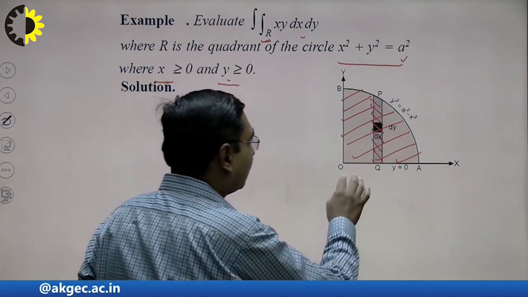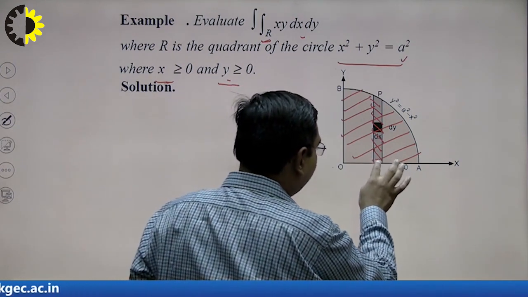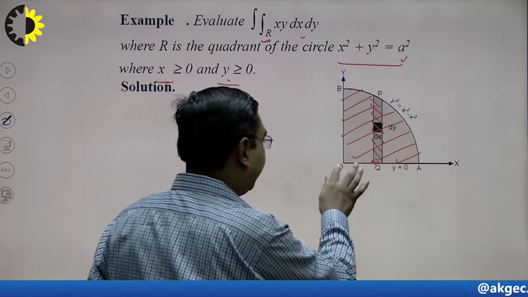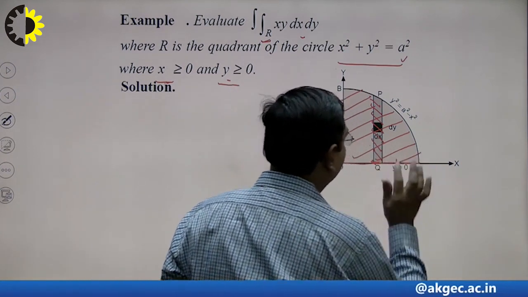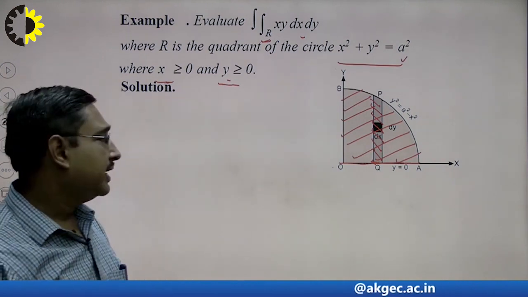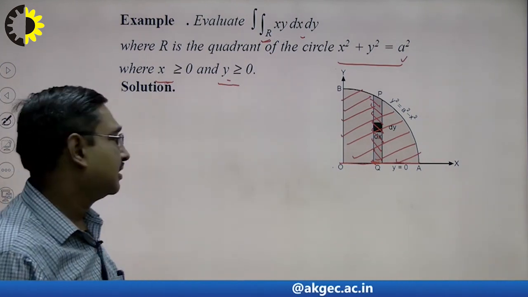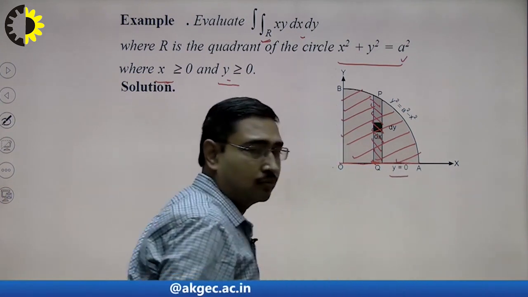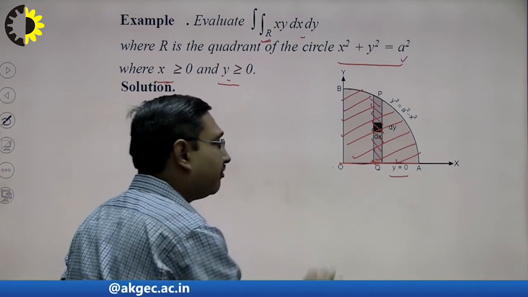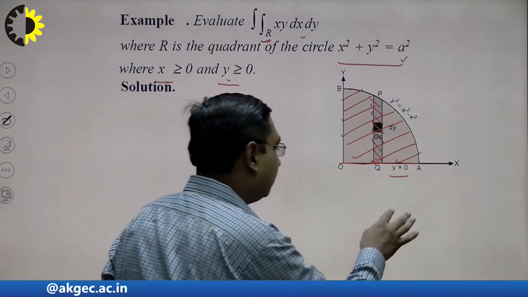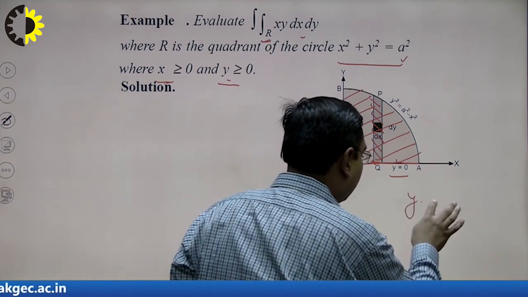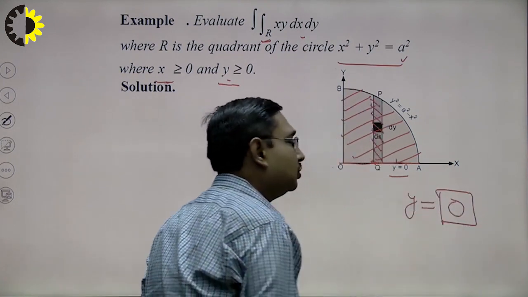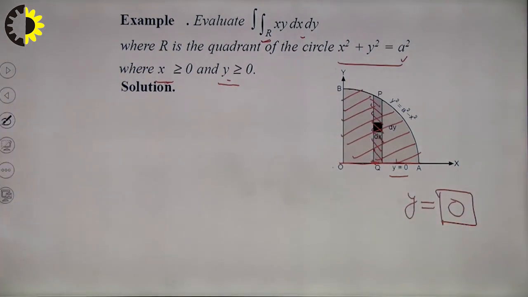We observe that this vertical slice has its lowest point lying on this boundary. This boundary is part of x-axis. Equation of x-axis is y equal to 0. So, the value of y obtained from this equation is 0. This 0 will be lower limit for y.